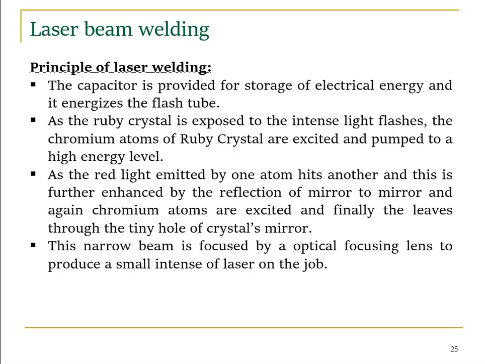So at the end of the ruby, red light emitted by one atom hits another and is further enhanced by the reflection from mirror to mirror, and again chromium atoms are excited, and finally the beam leaves through the tiny hole of the crystal's mirrors. So this is how we get a coherent beam. The narrow beam is focused by the optical focusing lens to produce a small intense laser spot on the job.